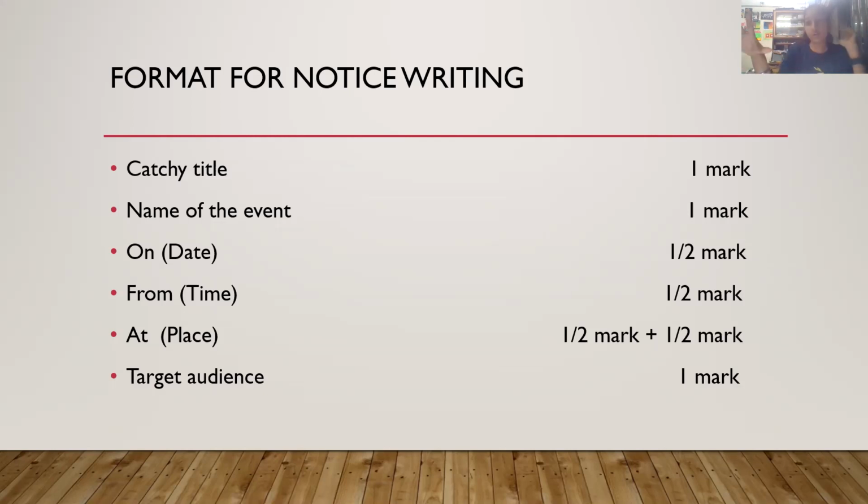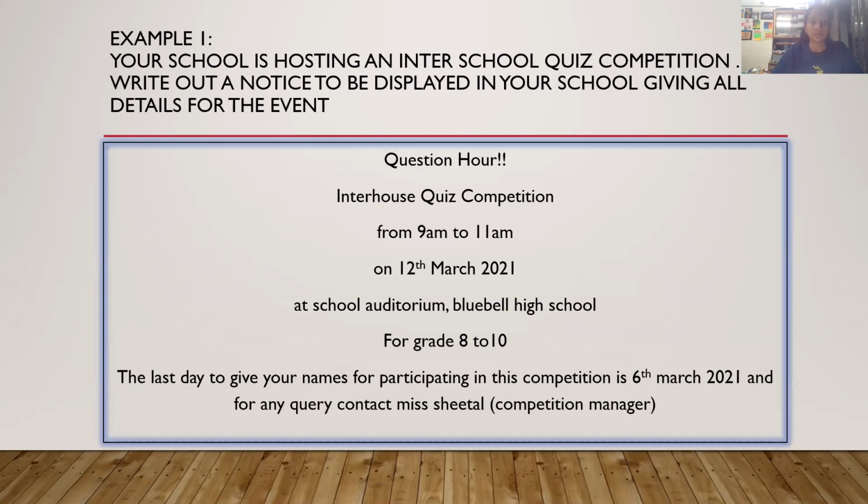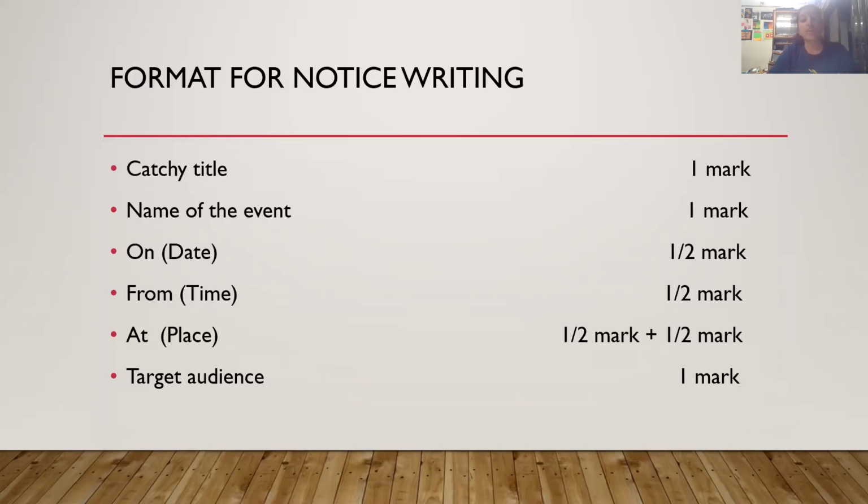Now, after writing the catchy title, you should mention the event. As I said, War of Words, then you write debate competition. After writing the name of the event, it is clear to the person reading the notice that yes, it is all about this. This is about a debate competition, or this is about a tour, or this is about some lost and found thing. So it makes the person reading the notice clear about what he or she is reading. Then it's important to mention the date. This is a very well known format.